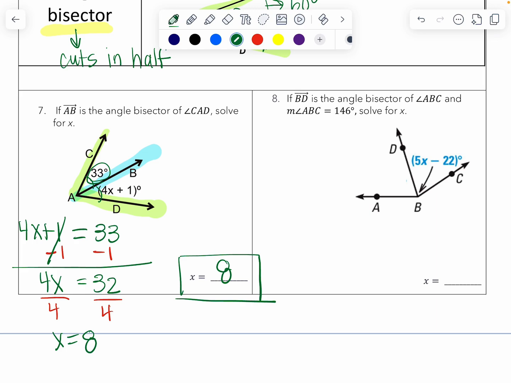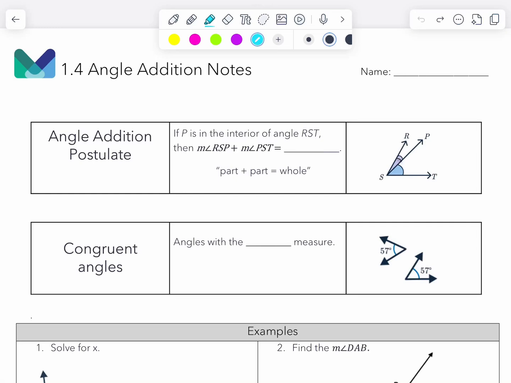Okay, next one. Again, we've got an angle bisector. So it says that angle ABC is being bisected by ray BD. So that tells us that these 2 pieces are exactly the same. So because this one is 5x minus 22, I'm just going to go ahead and write in that this one also must be 5x minus 22. They're exactly the same, they're twins. So final thing it tells us is that angle ABC is 146 degrees. So this big angle is equal to 146.